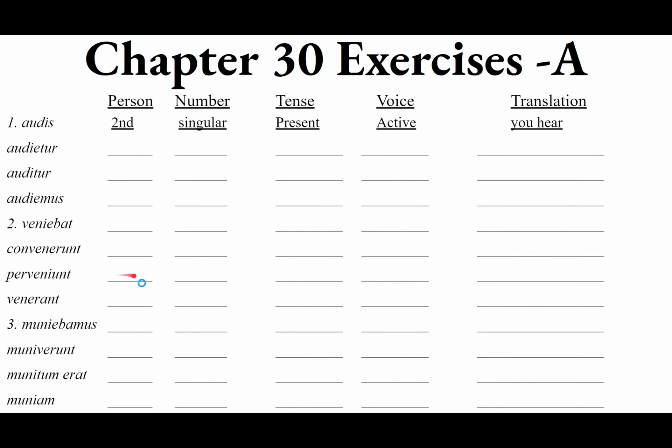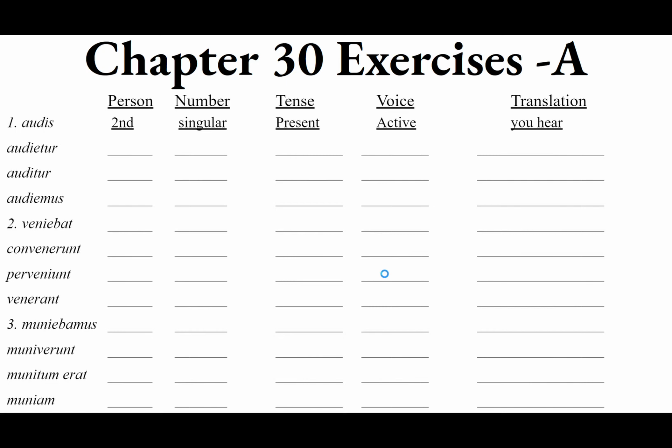Perveniunt is third person, plural. It's present tense. There's the present stem perveni. Add the U and then the NT. And active voice. Pervenio, pervenire, perveni, perventus is to arrive. It's to go or come to the point where you arrive, per, thoroughly, pervenio, through or thoroughly.